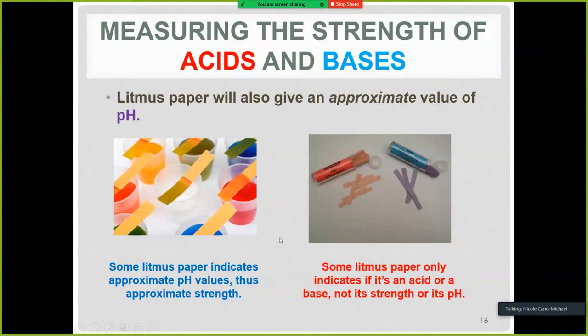Some litmus paper can give, oh my God, there's like a fly in my room and it's driving me crazy.